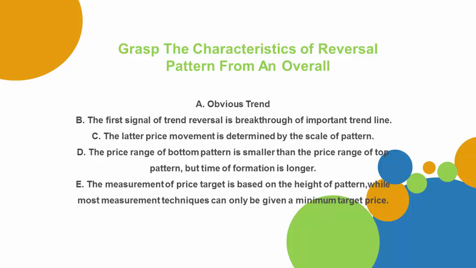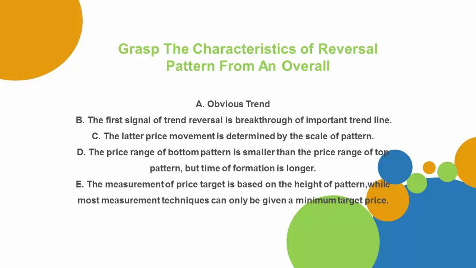Then the next one, the first signal of trend reversal is breakthrough of important trend line. Important trend line, maybe if you see the price drop, then here this is the downtrend line, if the price can upward breakthrough. Or if you see this is the long head and shoulder bottom, this is the neckline. So here, upward breakthrough. The next one, the later price movement is determined by the scale of pattern.